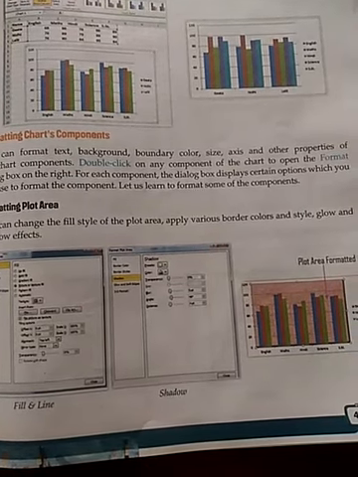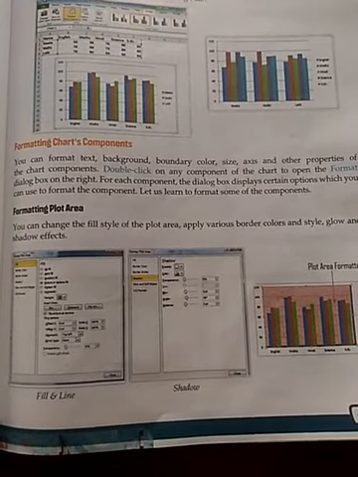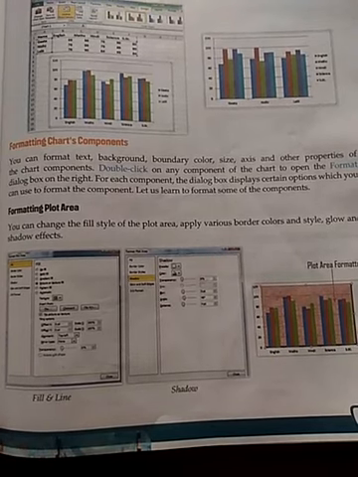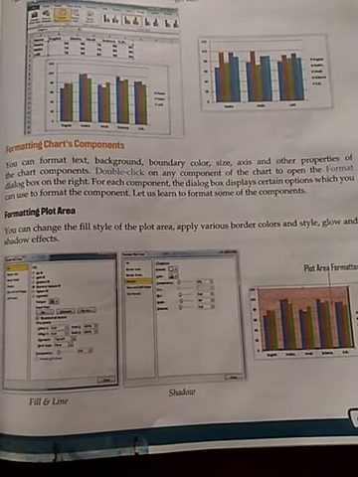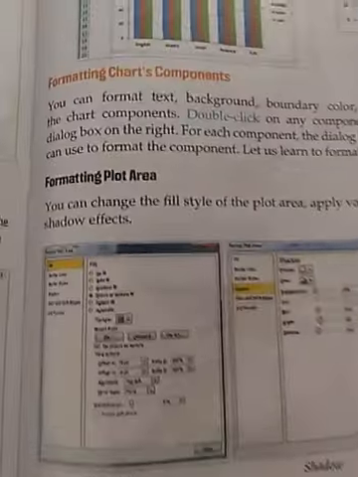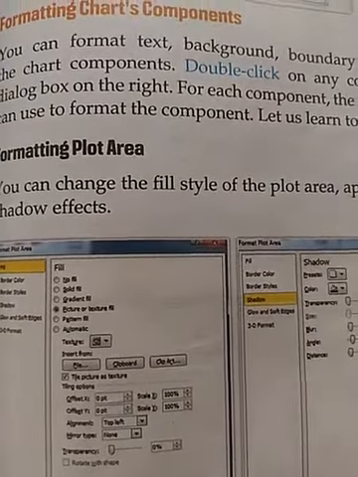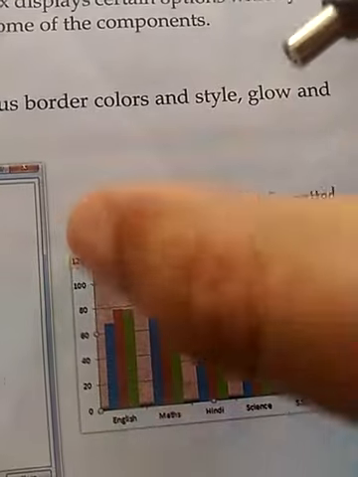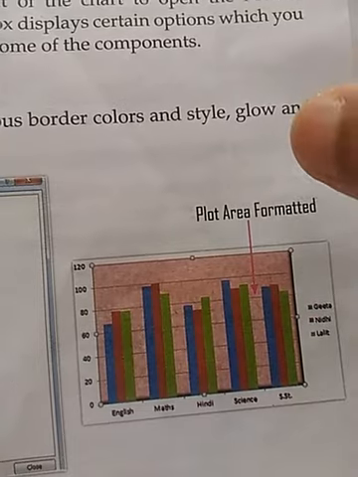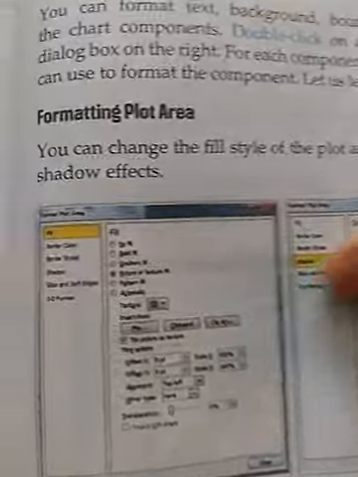So remember that if we want to format any component of the chart, then simply double click that component and a dialog box will appear which will help you to format the chart. For example, if we want to format the plot area, then simply double click on the plot area. Plot area means the area in which the chart is plotted. So double click on this plot area. After double clicking on this plot area, this box will appear.